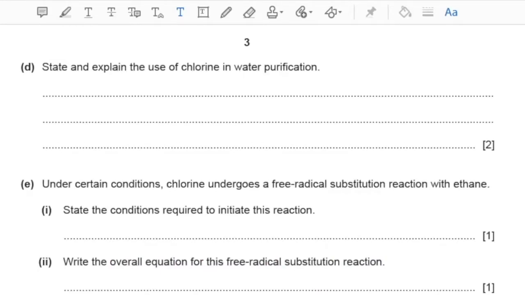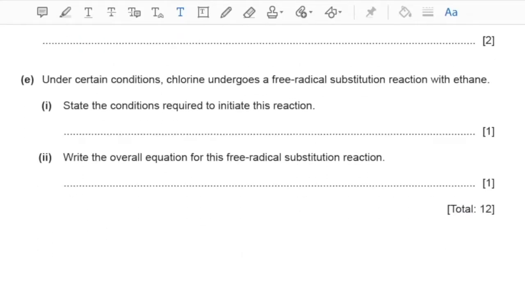Part D, state and explain the use of chlorine in water purification. So the chlorine compound which is being used in water purification is HClO, to kill microorganisms. Part E, under certain conditions, chlorine undergoes a free radical substitution reaction with ethane. Part 1, state the conditions required to initiate this reaction. So the reaction condition for free radical substitution reactions is UV light.